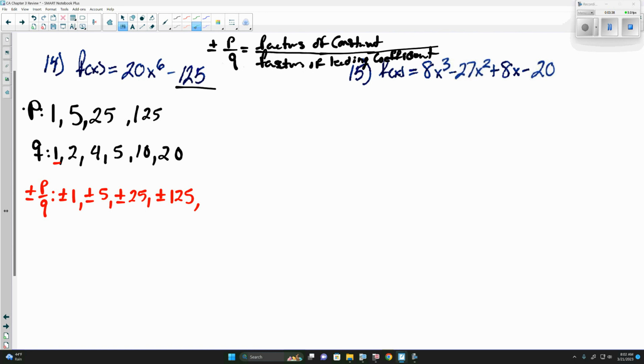Now we do the same thing, but this time with 2. So we do 1 divided by 2, which would be plus or minus 1/2. Then we do 5 divided by 2, plus or minus 5/2. 25 divided by 2, plus or minus 25/2. And lastly, 125 divided by 2 is plus or minus 125 over 2.